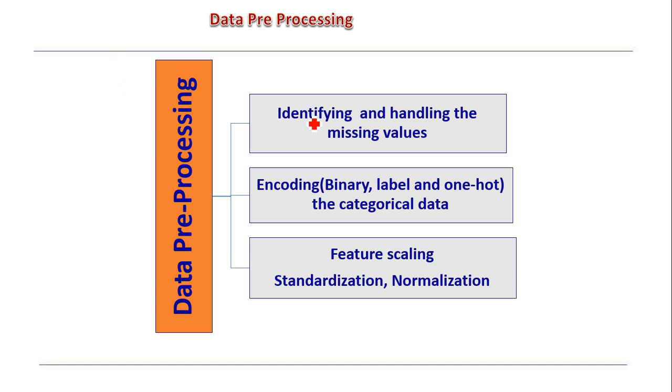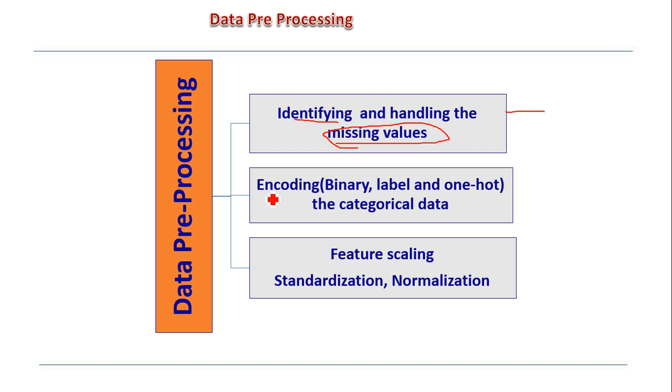Basically, first we identify and handle the missing values. If there is any missing data and it is categorical, we can replace it with the mode. If we have a large number of observations in that column, we can ignore it. If you don't want to lose any data, we can replace it with the mode. If it is continuous, we need to replace it with the mean.